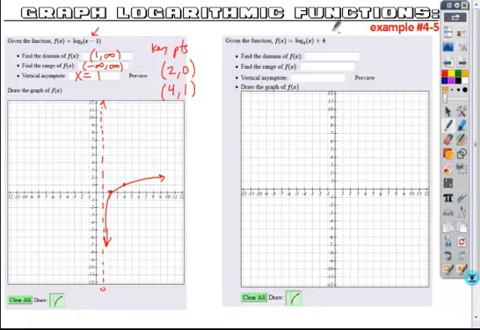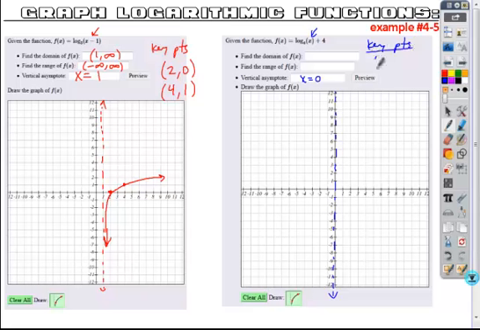The second problem here. We first set up our horizontal asymptote. Is there any horizontal shift inside our function? No. So we're going to set that up. So our vertical asymptote is x equals 0. Okay, and now we can look at our key points.